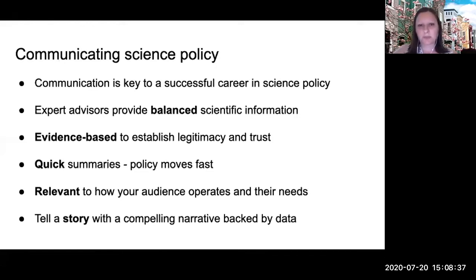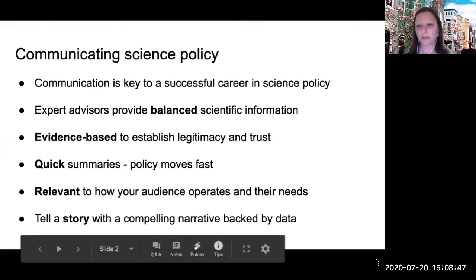And one thing to keep in mind is that policy moves fast, and so you're not going to have a lot of time to think about and synthesize information, which is different from when you're a scientist and you have a lot of time to think about that. So we're going to practice that a little today, just thinking on your feet and seeing what you come up with. So that's good to keep in mind.